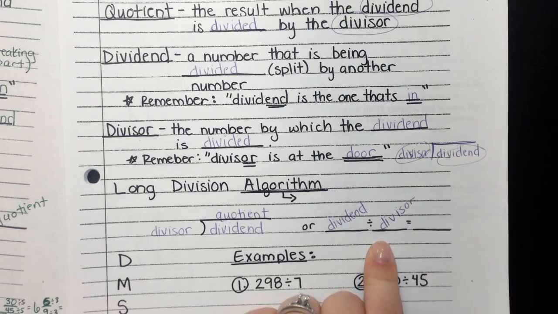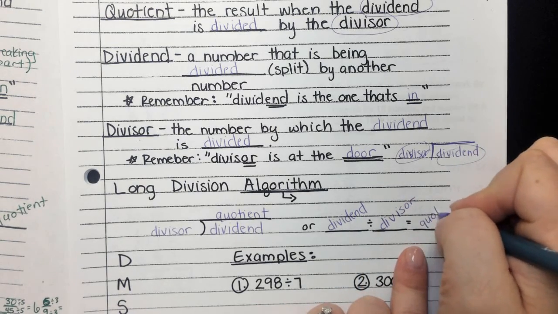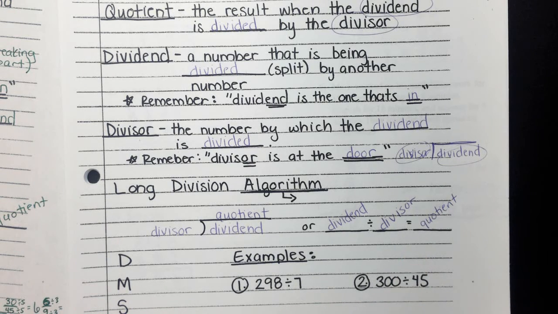Divisor, so they're stuck at the door, and then the answer is still going to be the quotient, all right? I don't really have a good way to remember that, but the dividend and divisor, that's kind of my method for remembering.